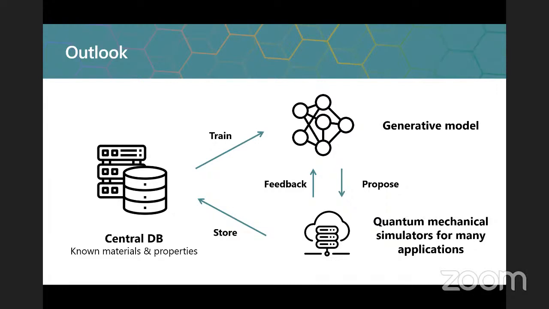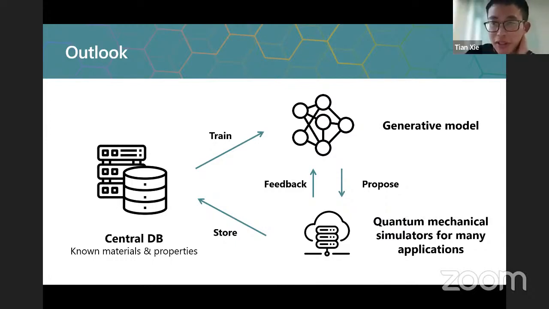Any other questions? I had a question. So can we think about a differentiable quantum mechanical simulator, like a differentiable DFT simulator, and then you run gradient descent on it to optimize the parameters and generate the model in this way?